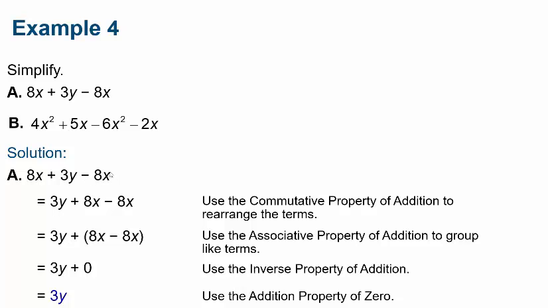So what you can do is rearrange the terms so that like terms are next to each other. I see that the 8x and the minus 8x are like terms, so I'm going to move this over next to it. So I have 3y plus 8x minus 8x. Now I know that 8x and minus 8x are like terms. Well, what's 8x minus 8x? That's just 0. Then what's 3y plus 0? That's just 3y.